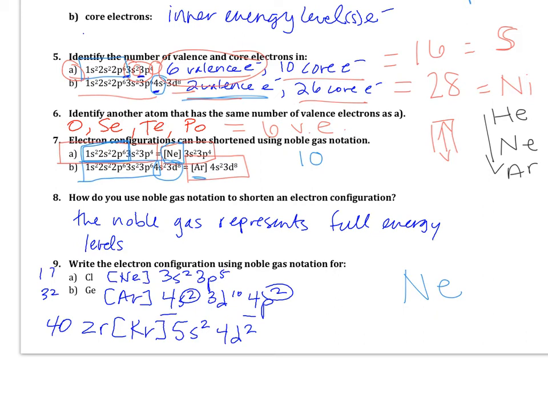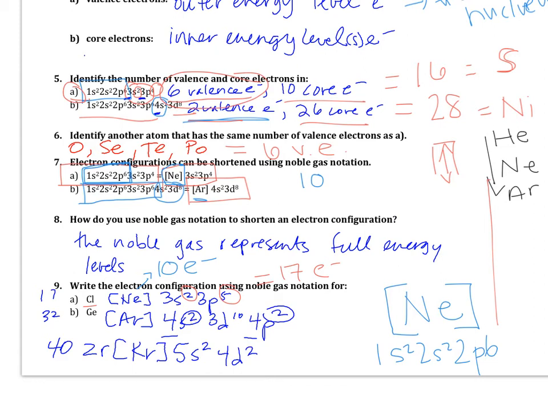The neon part of my electron configuration is going to go in brackets. If I need to, I could write this out and recognize neon is 1s2, 2s2, 2p6. Now I'm just going to add the after part of it, and the after part of neon is going to be 3s2, 3p5. Neon has a total of 10 electrons, so when I add these extra electrons, 2 and 5, that gives me my total of 17 electrons, which is what chlorine is.